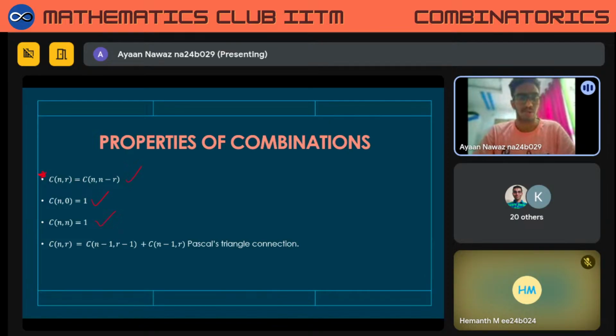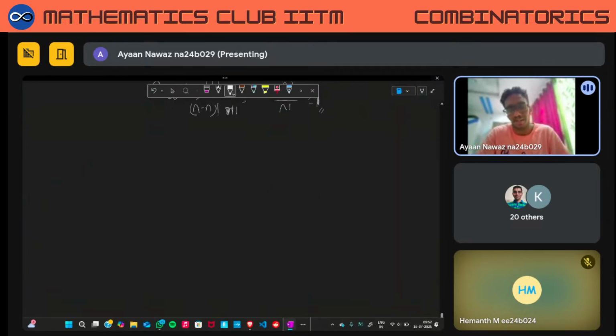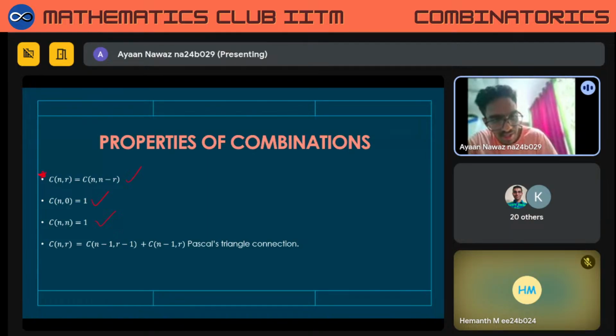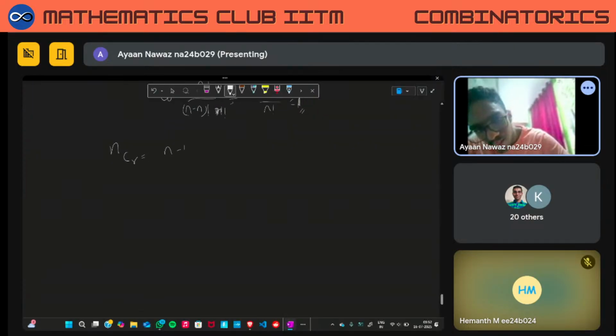nCr is equal to n minus 1 C r minus 1 plus n minus 1 C r. Pascal's triangle is basically this, because if you keep adding, it keeps going on. So that is why you can form a Pascal triangle with that as well. So nCr is equal to n minus 1 C r minus 1 plus n minus 1 C r.